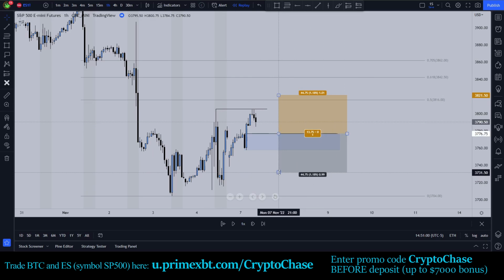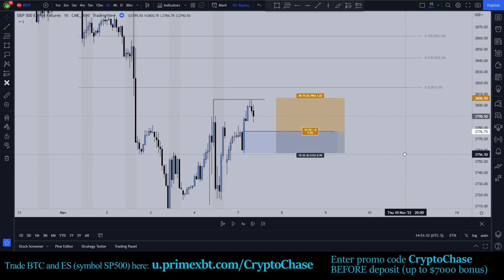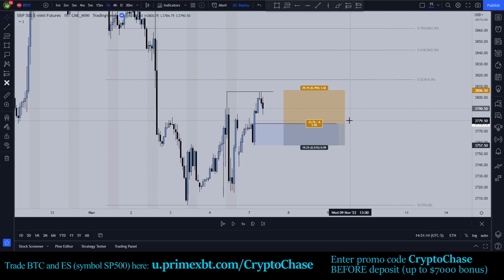All right, so if you were going to set this up, stop at the bottom of the block, target liquidity right here. Not optimal risk reward. 1.5 is still good, right? I typically aim for 2 to 3, but this was a good trade in my opinion, and I did take it. And you guys saw my post. I did close a tiny bit early. I closed like right in here.